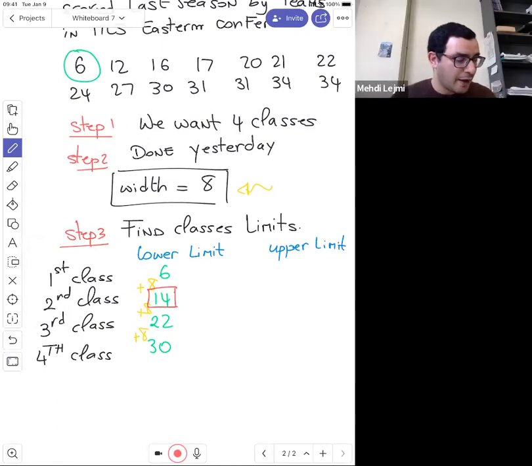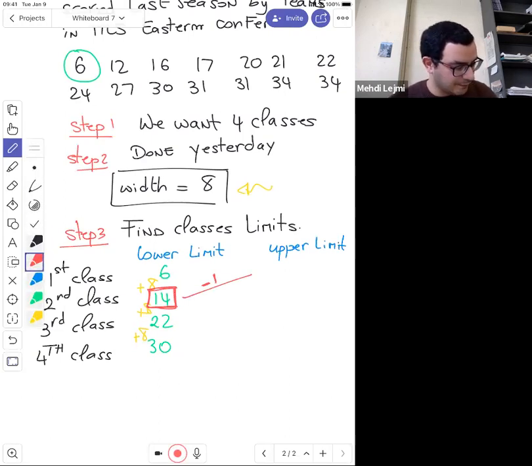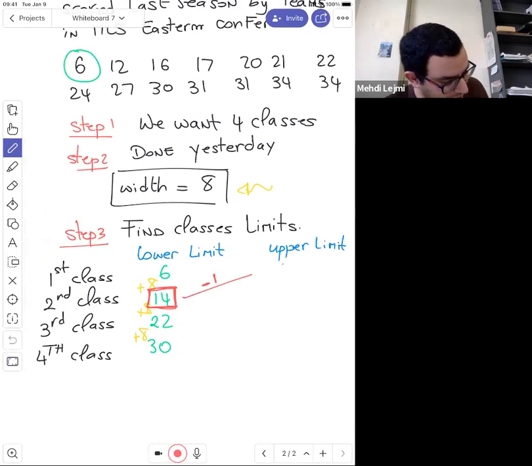Now for the upper limit of the first class, we take the lower limit of the second class. This is important: of the second class, and then you need to subtract 1. You will always subtract 1. It doesn't matter what the problem is, you always subtract 1. So 14 minus 1 is 13. So the upper limit of the first class would be 13.